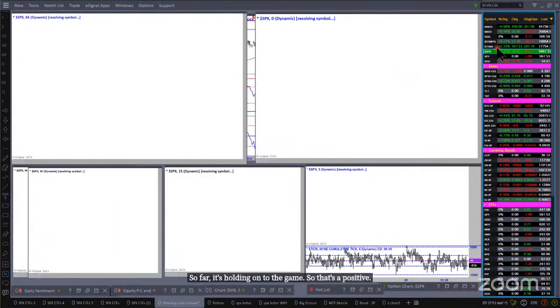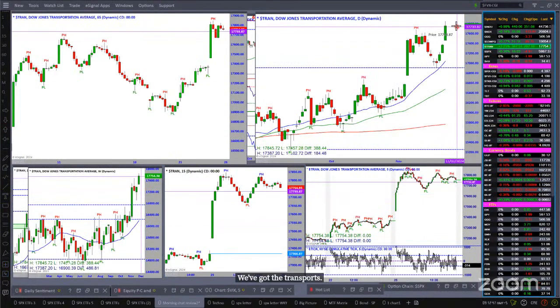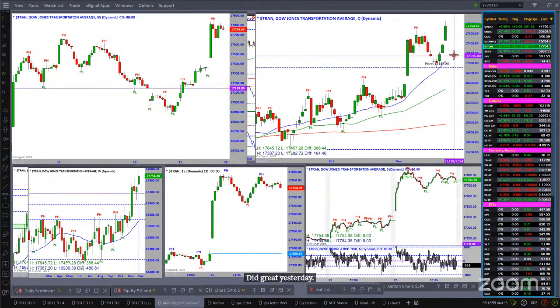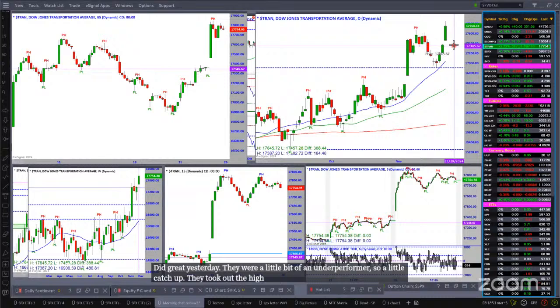We've got the transports, which did great yesterday. They were a little bit of an underperformer, so a little catch up. They took out the high, a wide range bar, likely to stall.